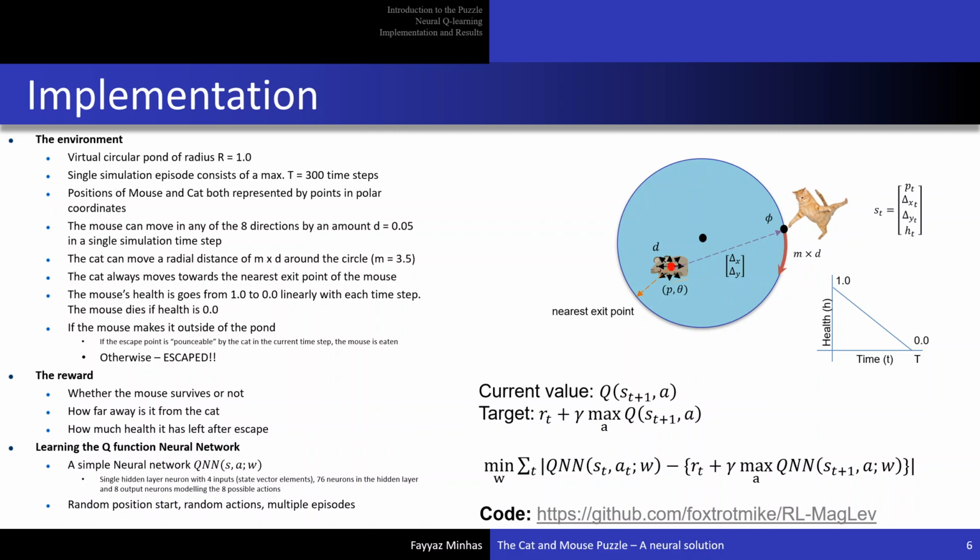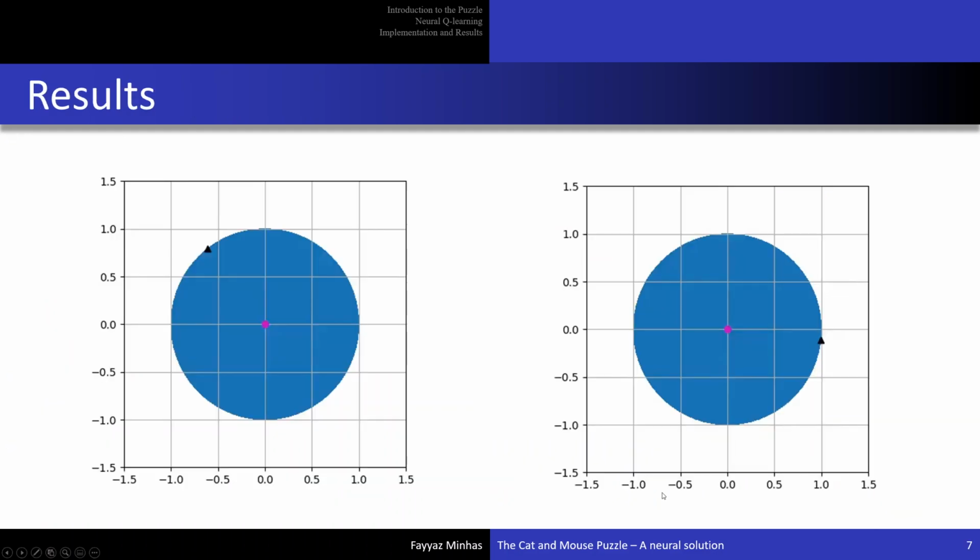And the cat was taken to be 3.5 times faster than the mouse during training. These are some of the results. So, some visual results finally. You can see the mouse over here moving around within the pond. Let's take another look at it. It started at the origin.